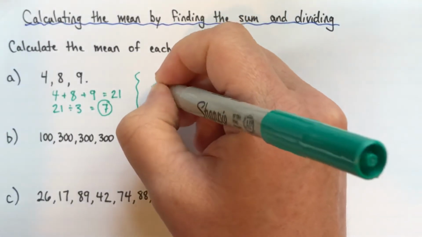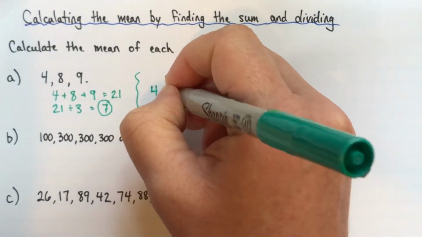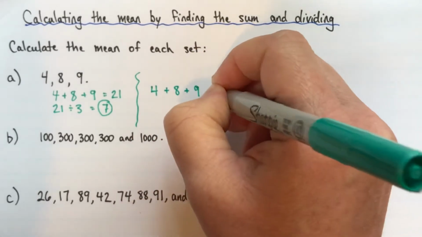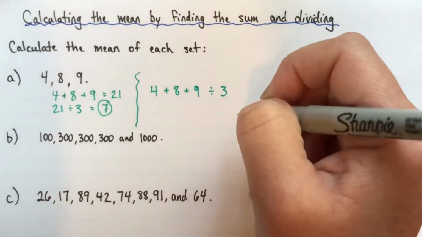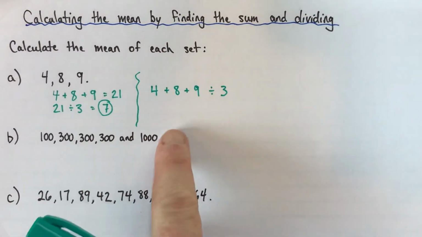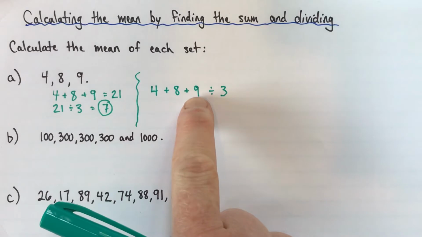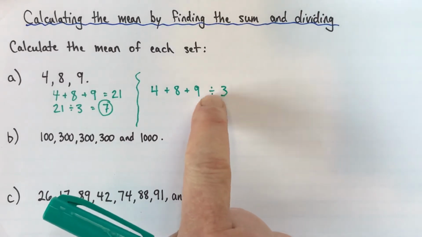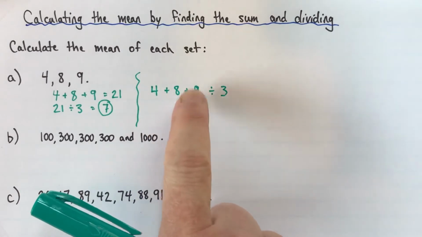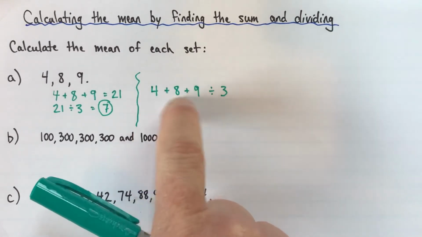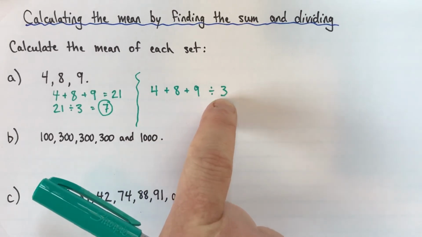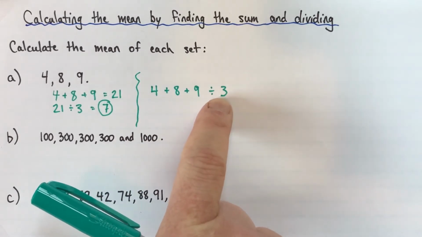Here's the sort of wrong way. 4 plus 8 plus 9 divided by 3. That way doesn't work. And the reason it doesn't work is that the order of operations tells us that we have to do 9 divided by 3 first. We have to do the division before the addition. Now, when you write this down, you in your head are thinking the addition first, and that's why you wrote it first. But if you write it just like this, it means something else that is not what you intended.